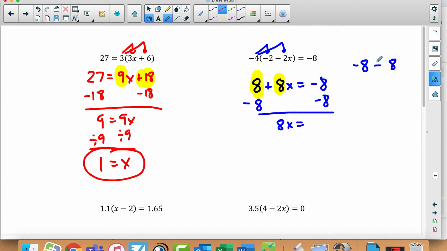I like to add the opposite. So you have 8 negatives and 8 more negatives. That means you have a lot of negatives. How many do you have total? 8 and 8 make 16 negatives. Last step, in order to get the x by itself, since this is 8 times x, we do the opposite. We divide by 8. 8's cancel, you're left with x. Negative 16 divided by 8. Only one negative, so it's going to be negative, and 16 divided by 8 is 2.